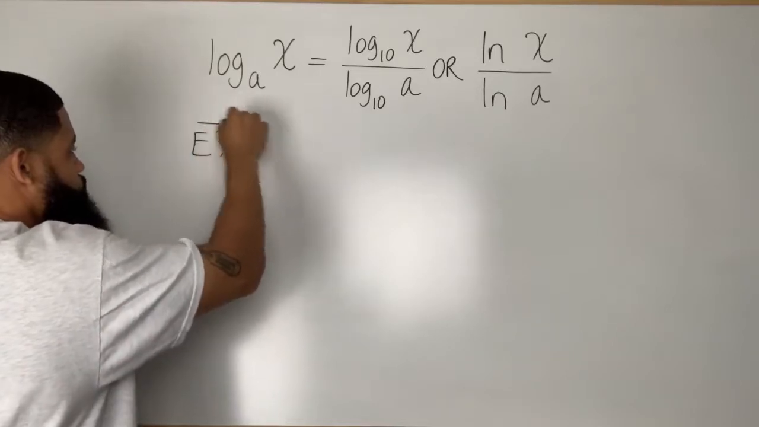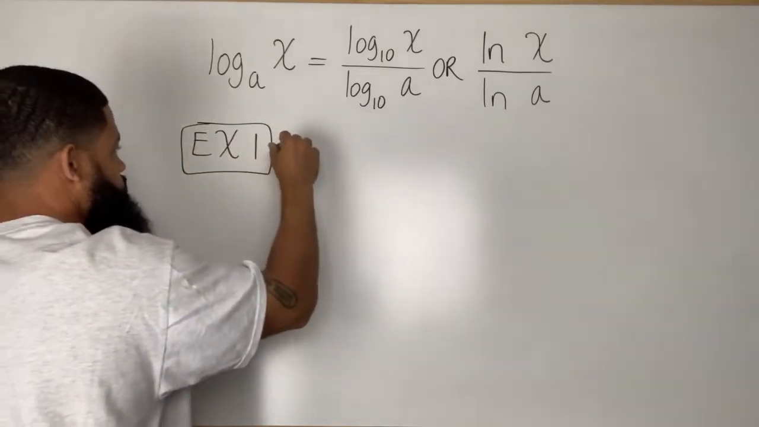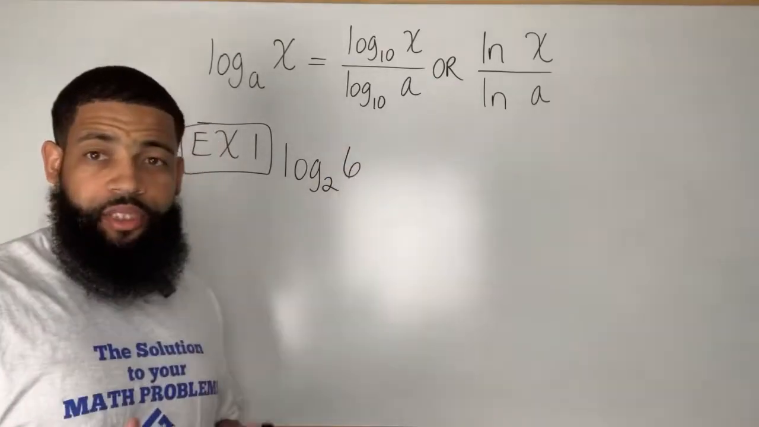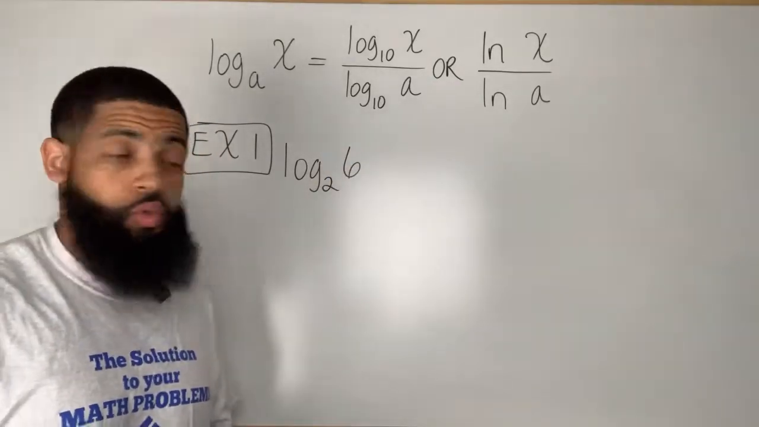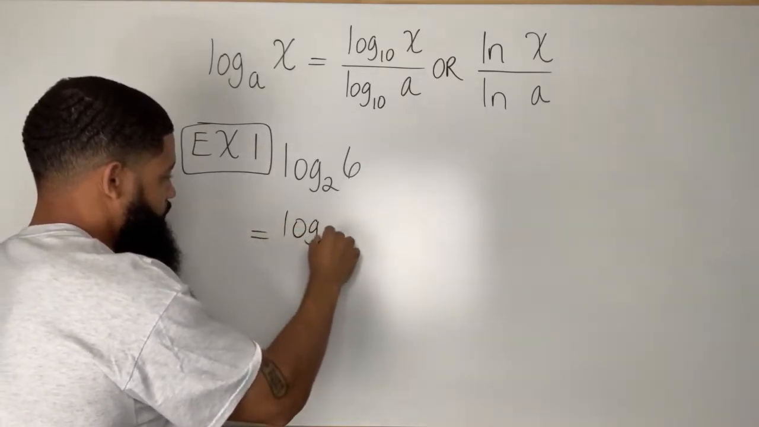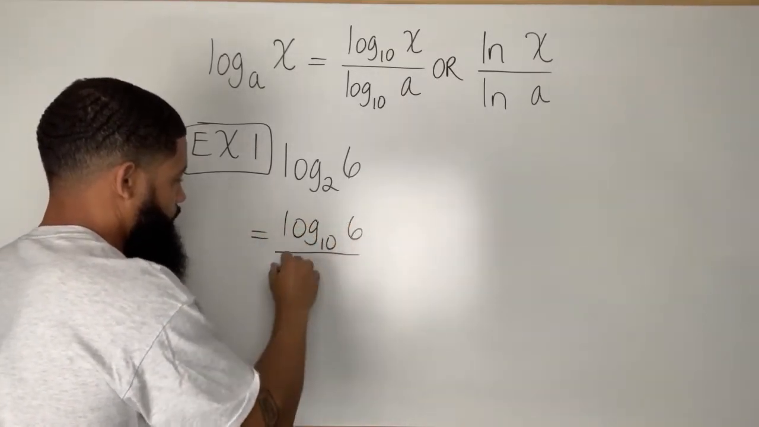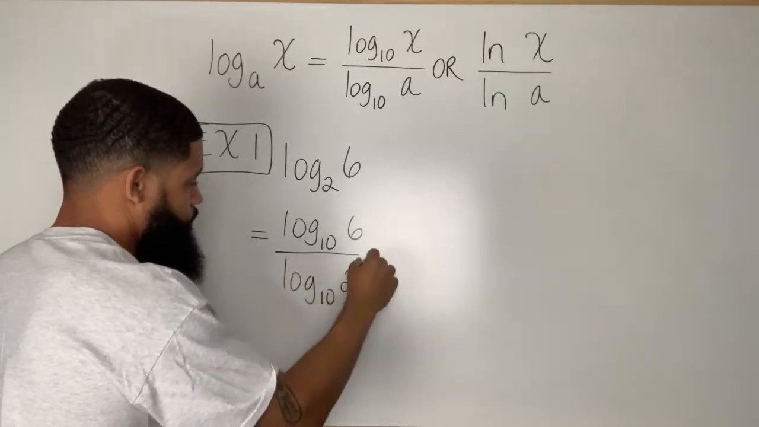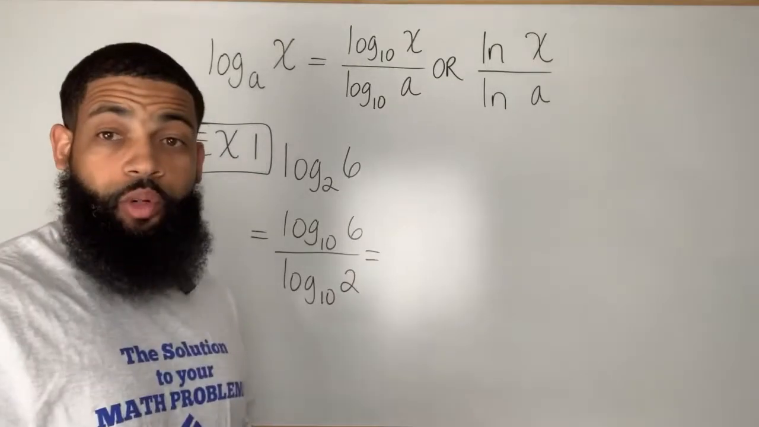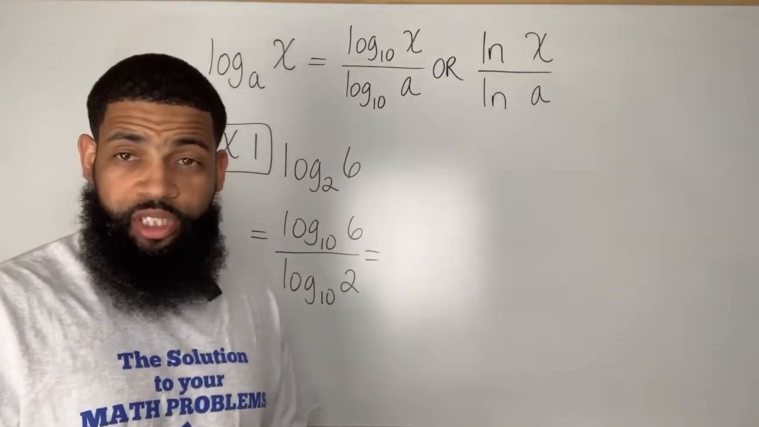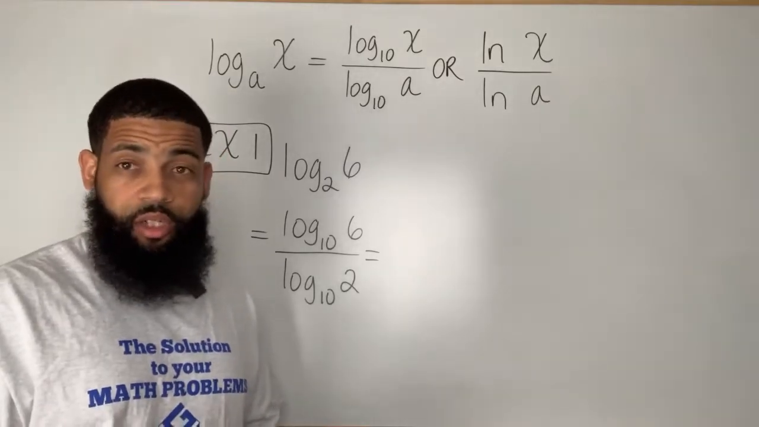So example 1 is log base 2 of 6. And according to the rule, we're simply going to say log base 10 of 6 divided by log base 10 of 2. And then now we have to figure out what these values are. And you're going to have to use your calculator. If you press the log button, it simply just says log.